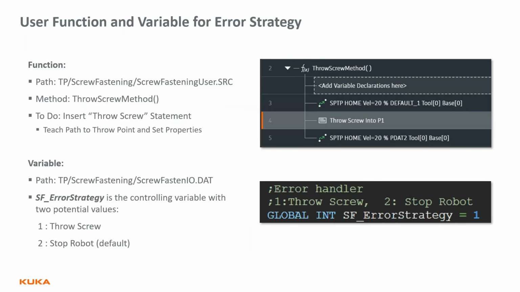Then, the controlling variable can be changed from the default behavior, which is to stop the robot and post a message, to the throw screw method instead. So then, when errors are encountered during the pick screw or fasten screw operation, the robot will automatically call the throw screw method and discard the screw before attempting to repick or refasten with a new screw.